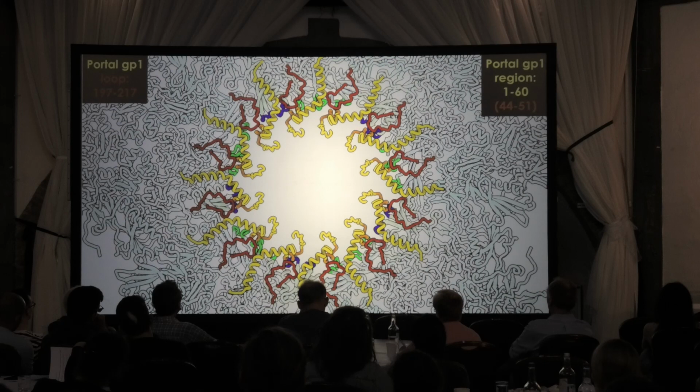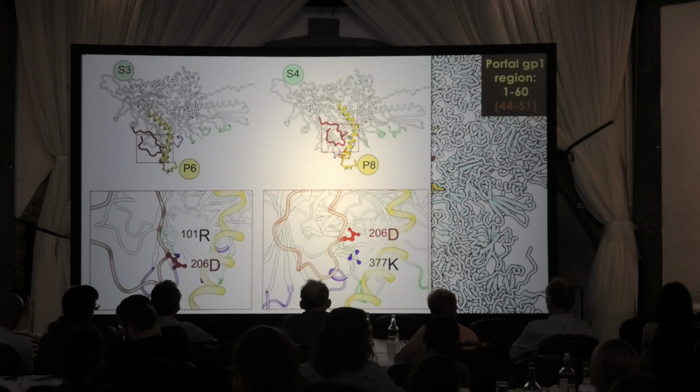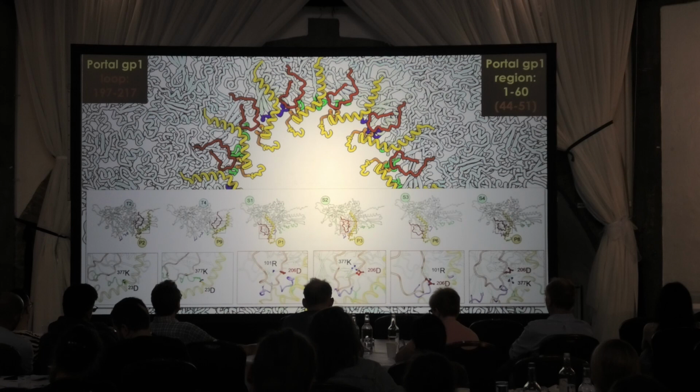And because this is an asymmetric reconstruction, we can start to see specific interactions. And I just highlight a couple of them. You can start seeing the same loop in a different conformation to allow interaction with different portal residues. And there are a lot of these interactions we already identified. And this allows the portal to stabilize and interact with the capsid, presumably important for infectivity.